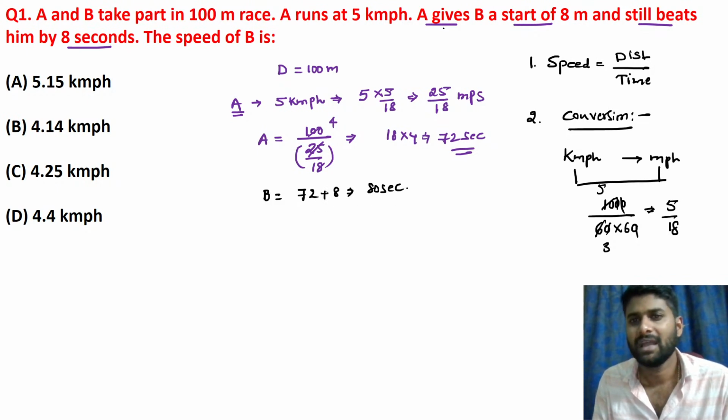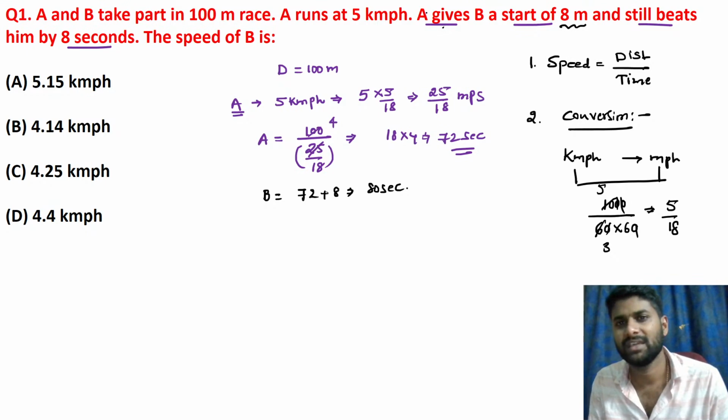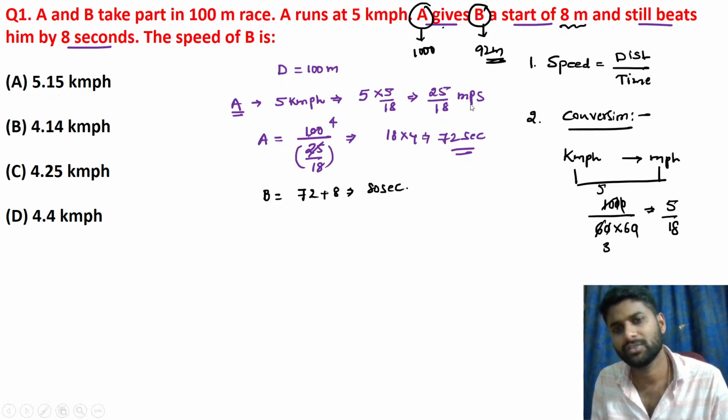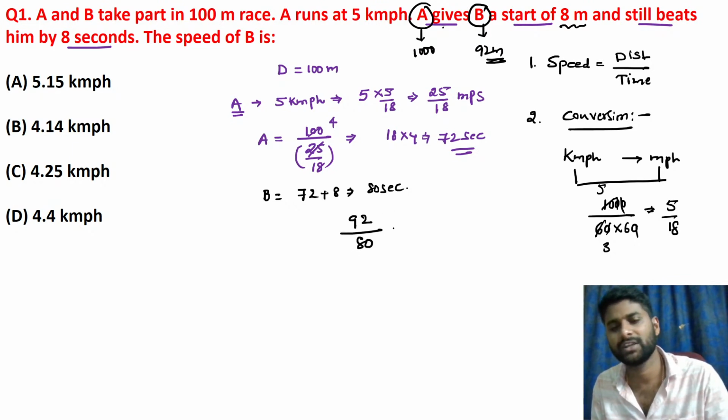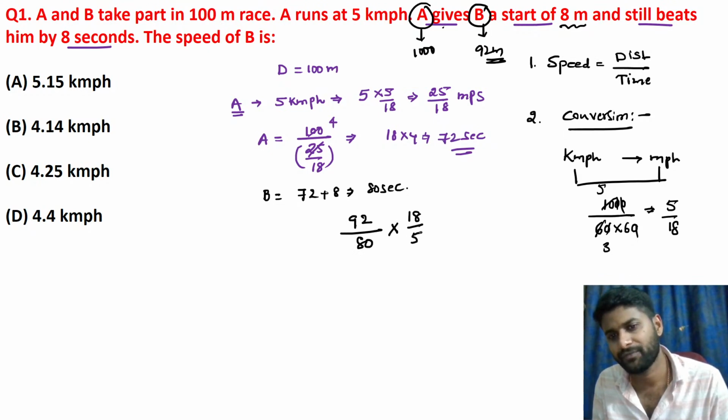Now, A gives B a start of 8 meters, which means you have to understand the statement. If A covered 100 meters, in the same journey B has to cover only 92 meters. So B needs to cover 92 meters in 80 seconds. You have to convert it into kilometer per hour, which means you should multiply with 18 by 5. That is the calculation part. Now see.